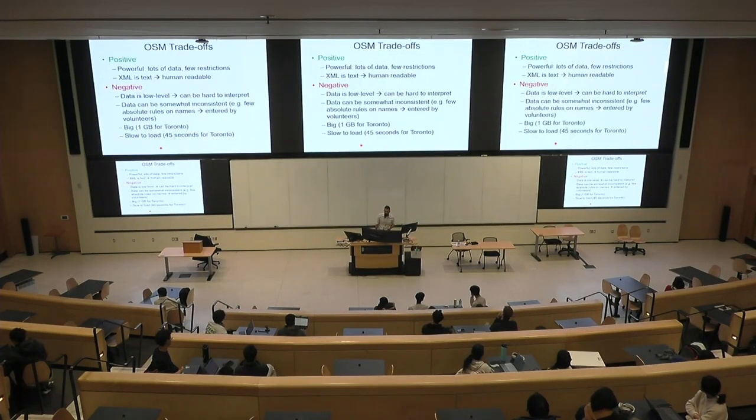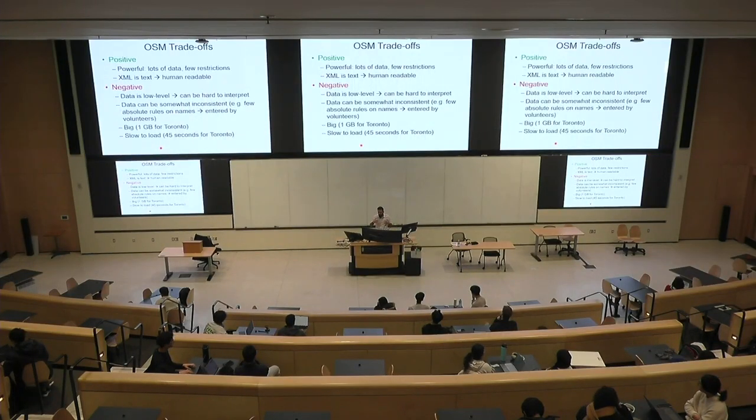to make sure that we are able to work with it quickly and efficiently. So some of the trade-offs of the OSM data: the positives are that it's very powerful. With only 3 entities or classes, we can represent any city in the world. It's XML, so it's human readable and very easy to understand. The problem is that the data is very low level, so you need an expert in maps to be able to interpret it.